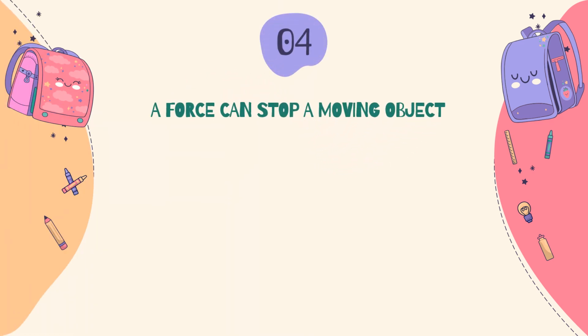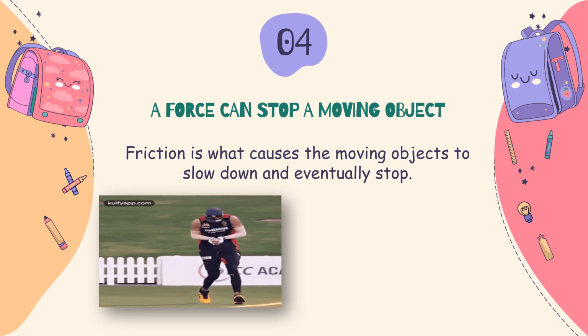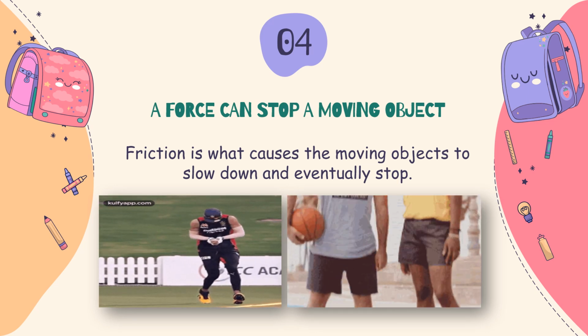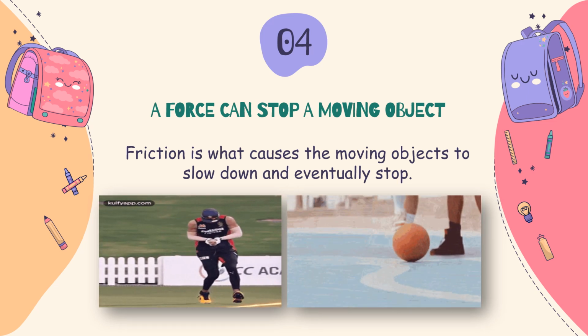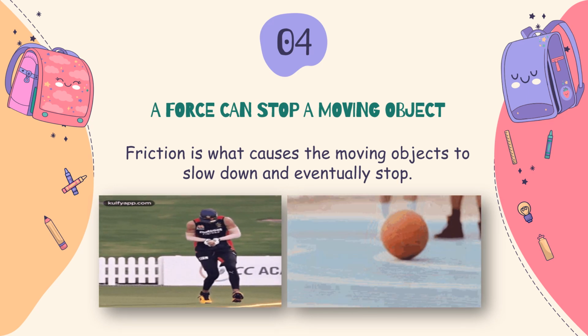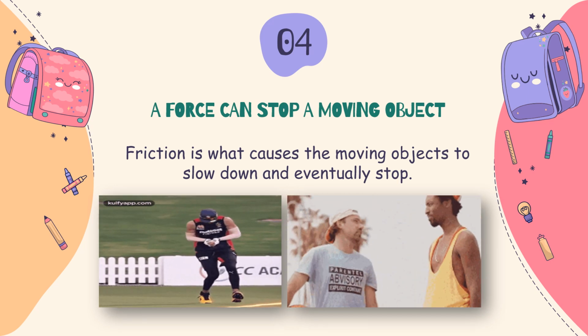Fourth one. A force can stop a moving object. Friction is what causes moving objects to slow down and eventually stop. A fielder on the ground stops a moving ball by applying force with his hands, that is, catching a cricket ball. Stopping of a moving basketball by a player. The force of brakes can stop a moving car. Using the handbrake on a bicycle is also an example of this.